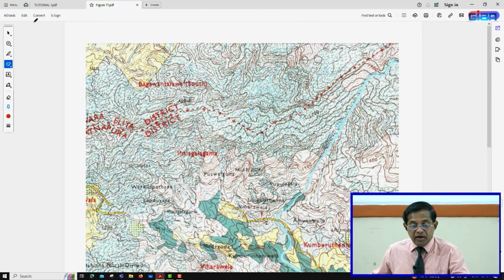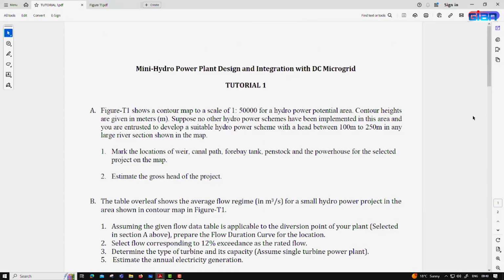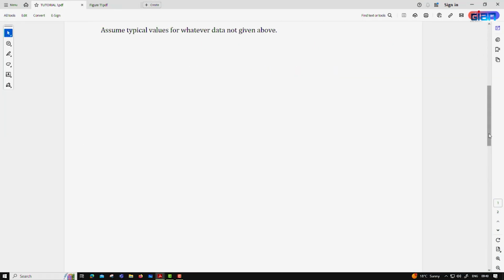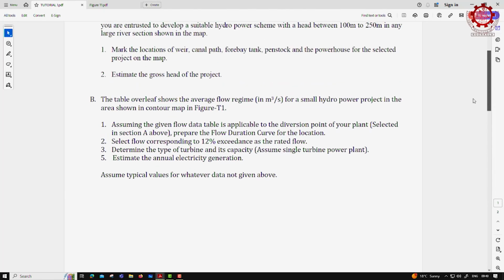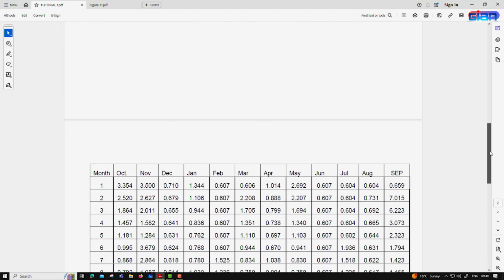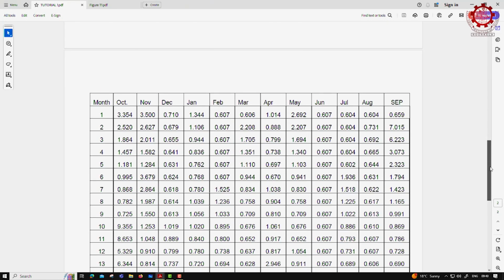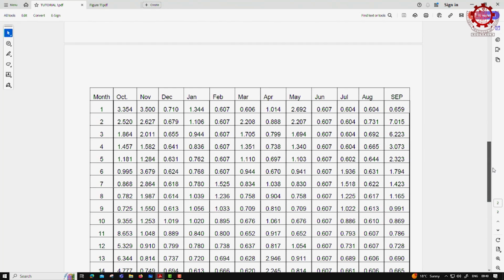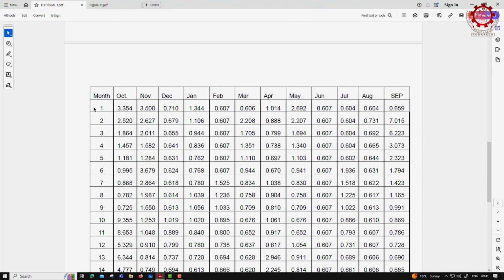Right. Then it says further in section B of the tutorial, the table overleaf shows the average flow regime in cubic meters per second for a small hydropower project in the area shown in the contour map in figure T1. That is page 2. Here you can see the daily average flows that we discussed, which have been prepared by a hydrologist. So, the October 1st flow is this much, and so on.